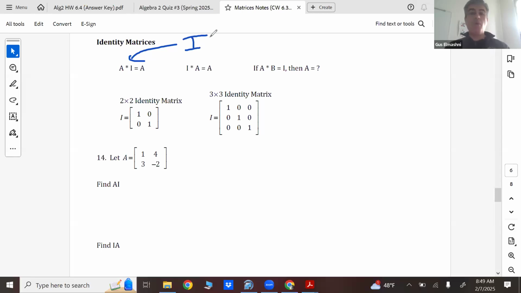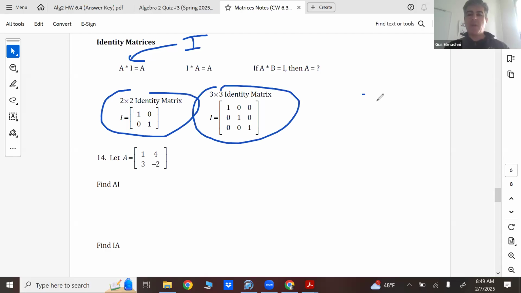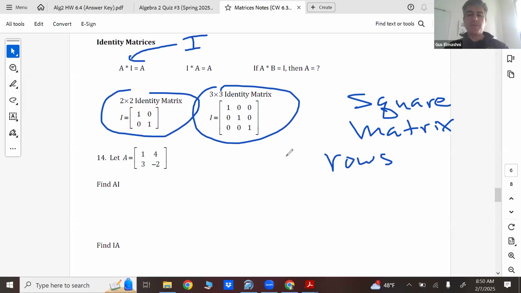So anything times 1, we know is itself, right? Well, we're defining it as that. Yeah, so an identity matrix looks like this. It always has to be a square. It does, yeah, actually. That's a good observation. It's always a square matrix where the number of rows equals the number of columns.